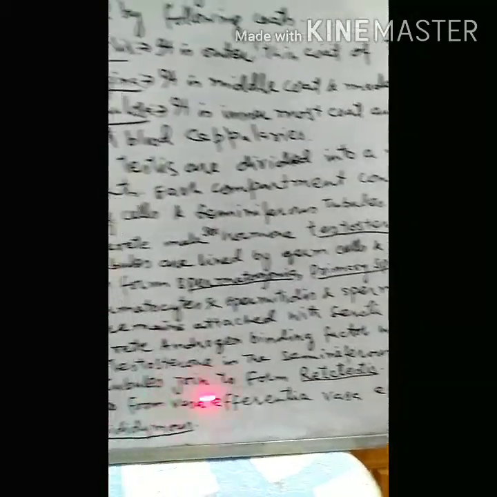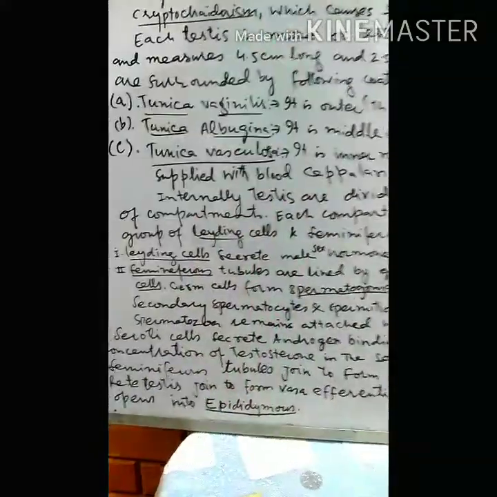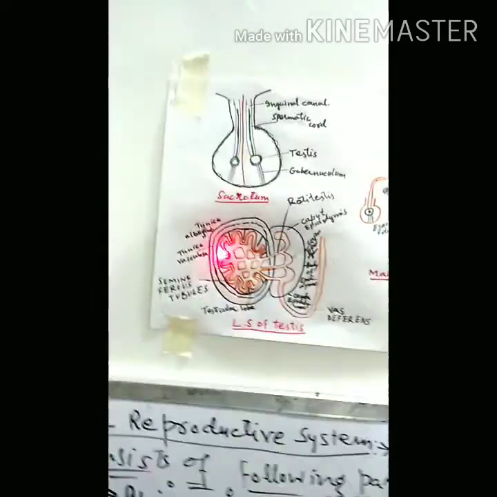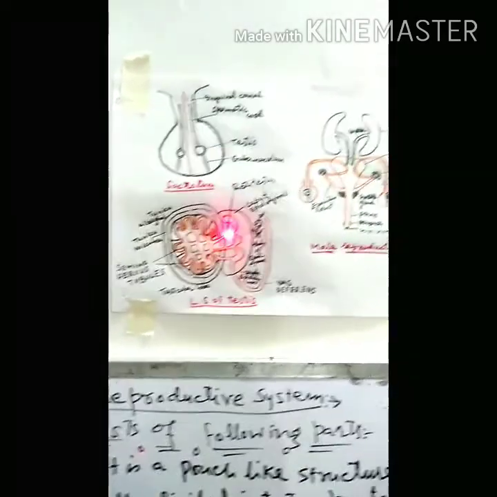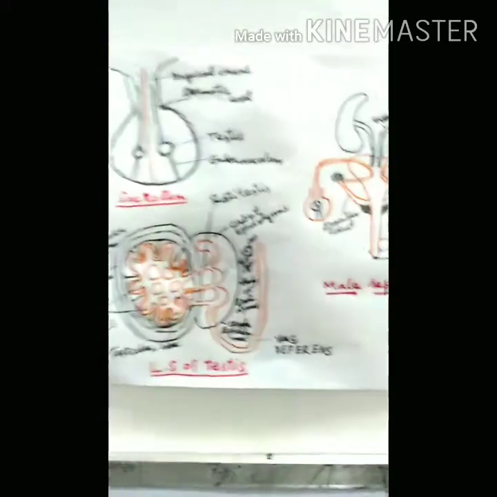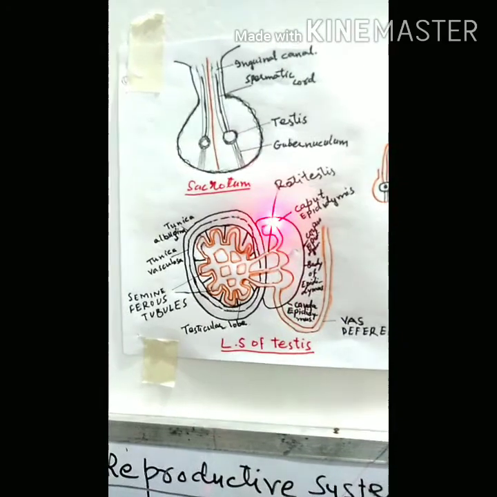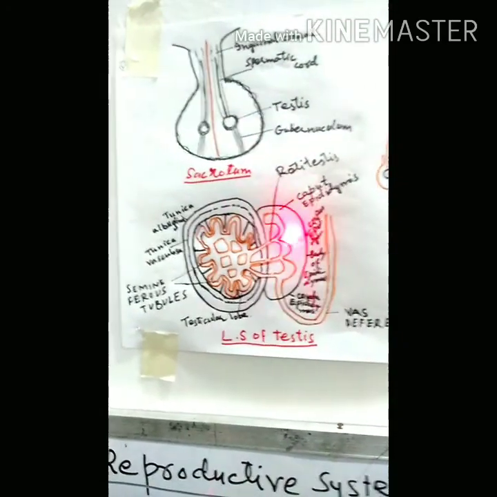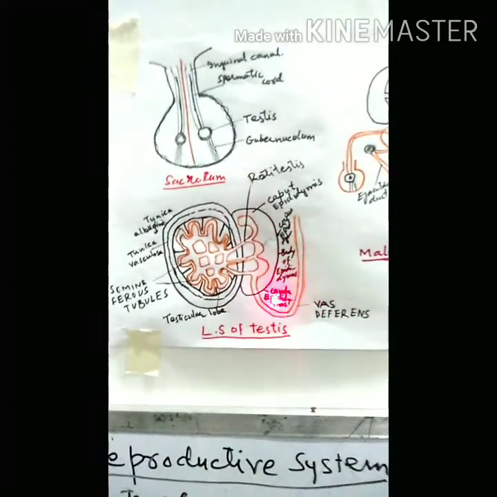Seminiferous tubules join to form rete testis. Ductules of rete testis join to form vasa efferentia. Vasa efferentia open into the epididymis. Coming here, this is the seminiferous tubule. It joins into rete testis. Rete testis leads into vasa efferentia. These form the structure of the epididymis. The epididymis leads into the vas deferens.